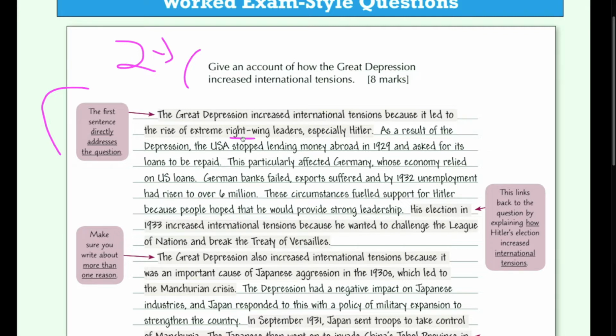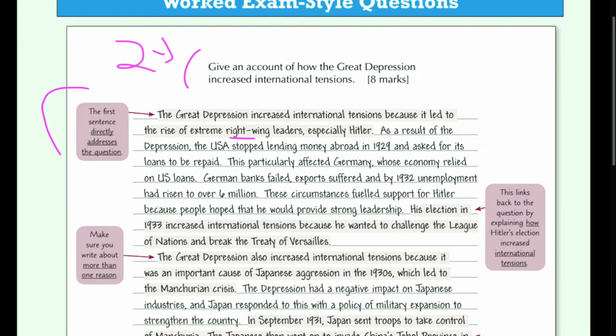The German banks failed, exports suffered, and by 1932, unemployment had risen to over 6 million. These circumstances fueled support for Hitler because people hoped that he would provide strong leadership. His election in 1933 increased international tensions because he wanted to challenge the League of Nations and break the Treaty of Versailles. Okay, so we had some words up to here, and then I'm gonna make some comments for you.